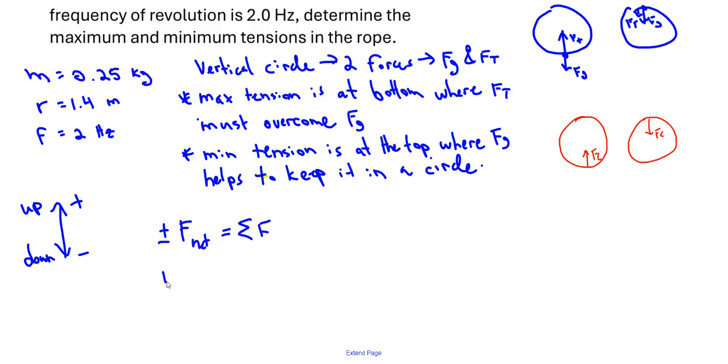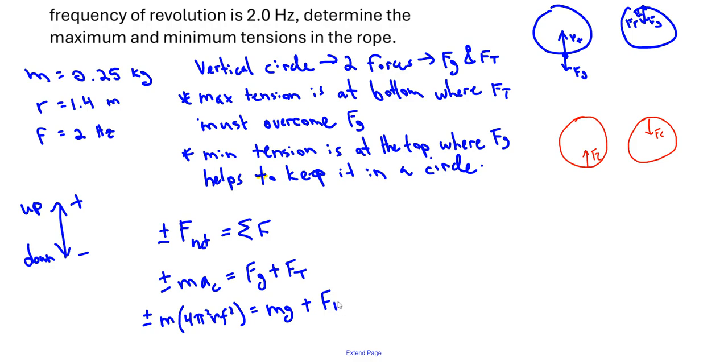We know our net force is mass times acceleration. It's centripetal acceleration in this case. The sum of our forces are the two forces. We got our force of gravity, and we have our force of tension. Okay, let's plug some stuff in here. We know for centripetal acceleration, we're dealing with frequency. So we're going to put in our frequency formula. So I'll say mass times 4 pi squared r f squared. Force of gravity is going to be mg, where g is going to end up being a negative number. And my force of tension, which I want to find. Let's keep rolling here.